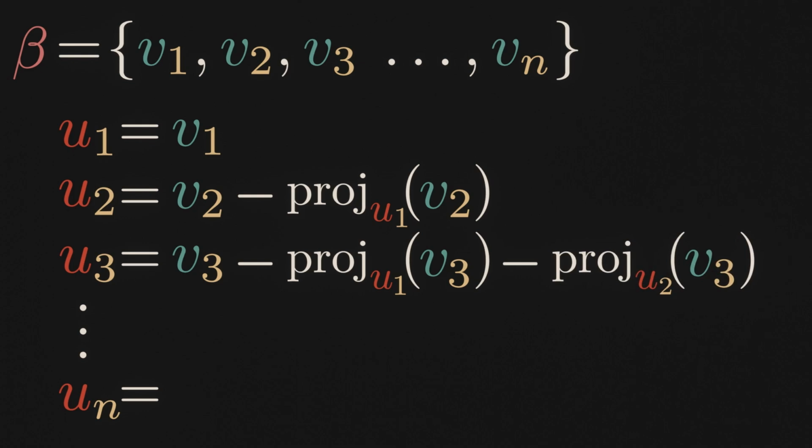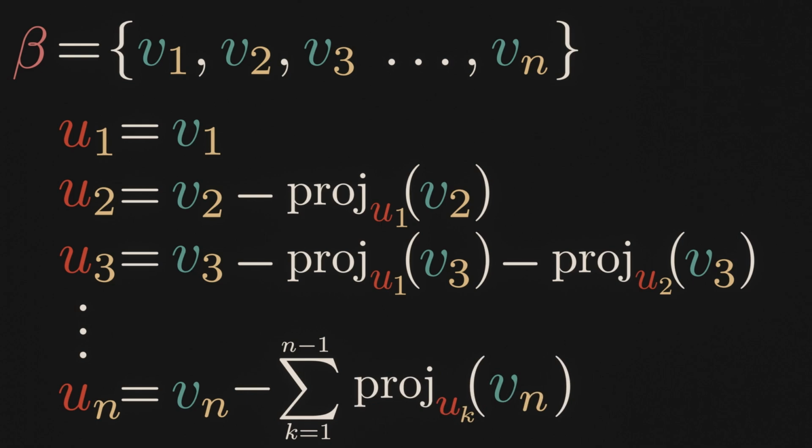Make sure you are projecting onto u1 and u2. We need to make the new vector orthogonal to all the vectors in the new basis we're building. We can repeat this pattern for all other vectors. Generally, we can write this as un is equal to vn minus the sum from k equals 1 to n minus 1 of vn being projected onto uk.